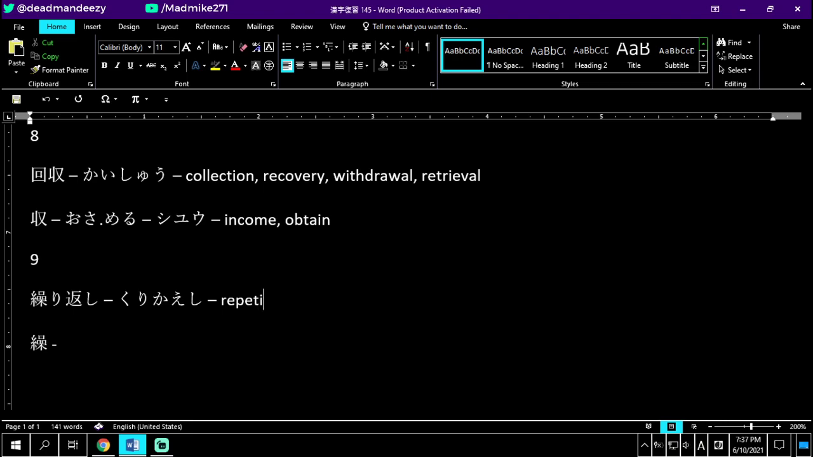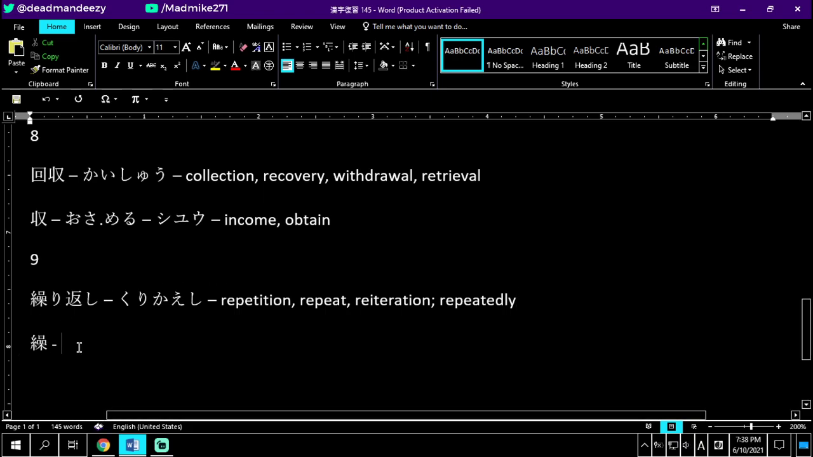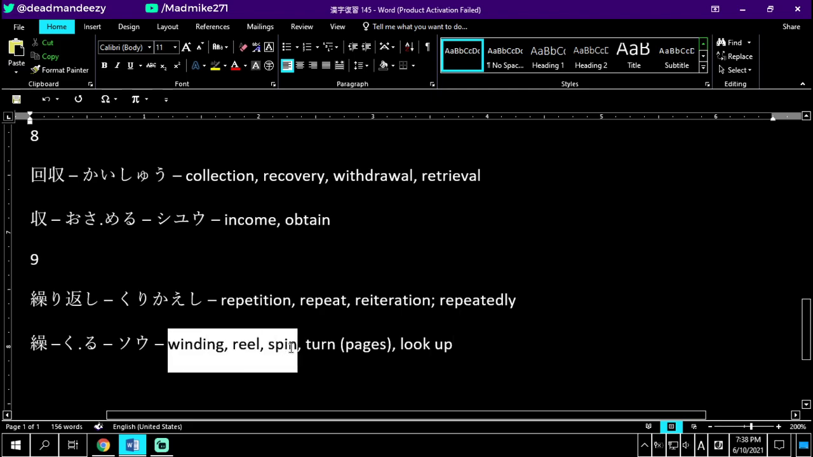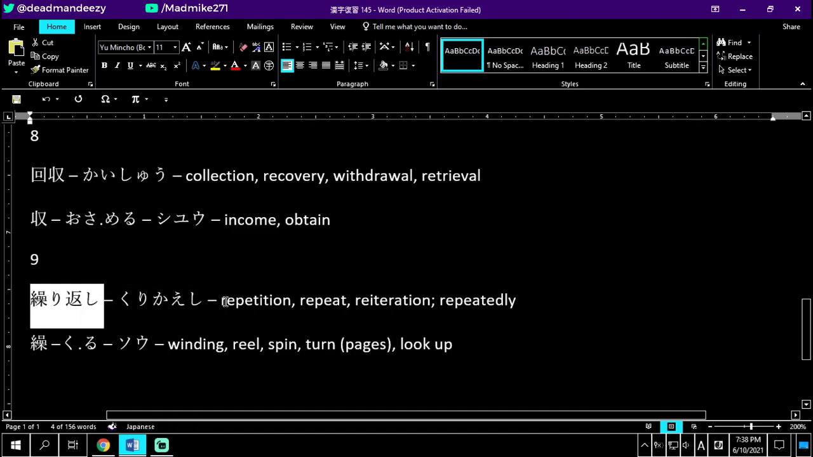And this means repetition. Reiteration. It also means repeatedly. You get the idea. It's coming again. Repetition. This new kanji we have here, kunyomi kuru. Onyomi is soul, which means winding, reeling, spin, turn, pages, or to look up. I'm going to take it as these first couple: winding, reeling, or spinning. So kuri is spinning around for a return, a repetition.